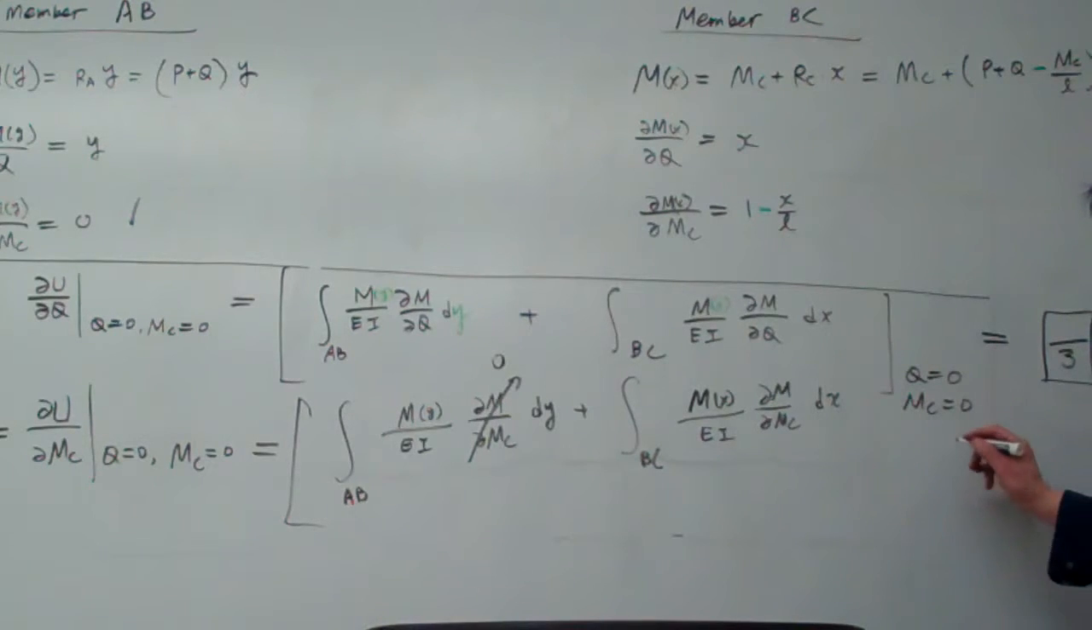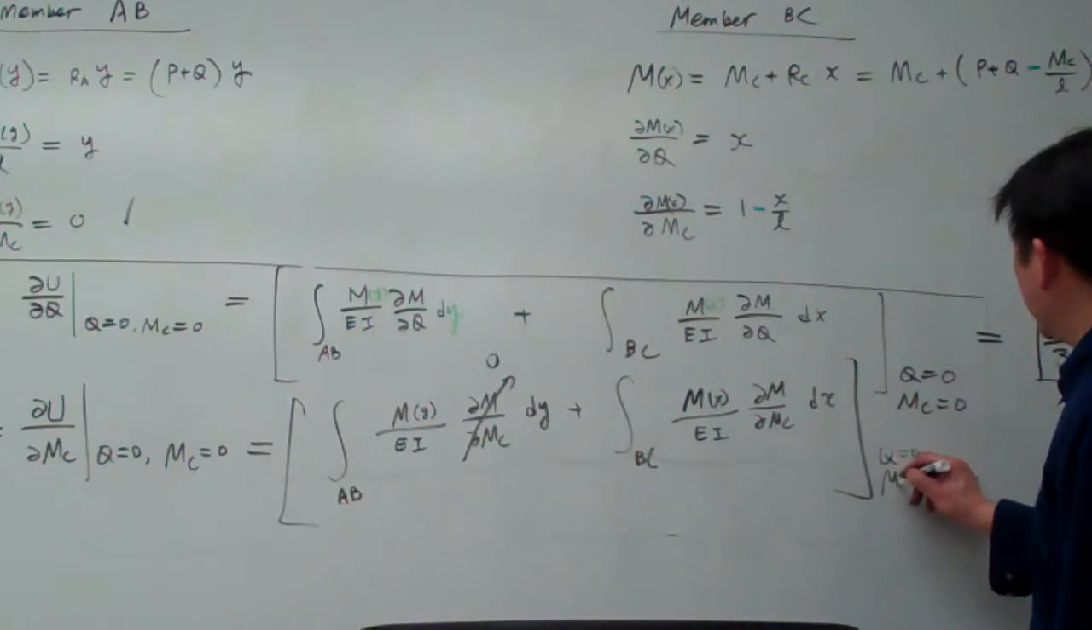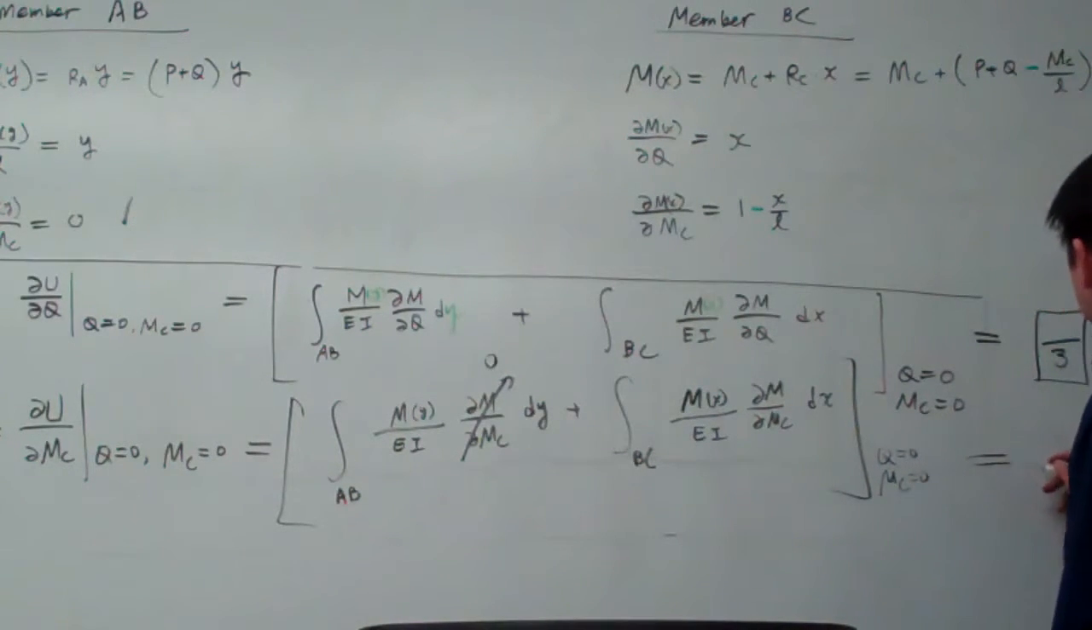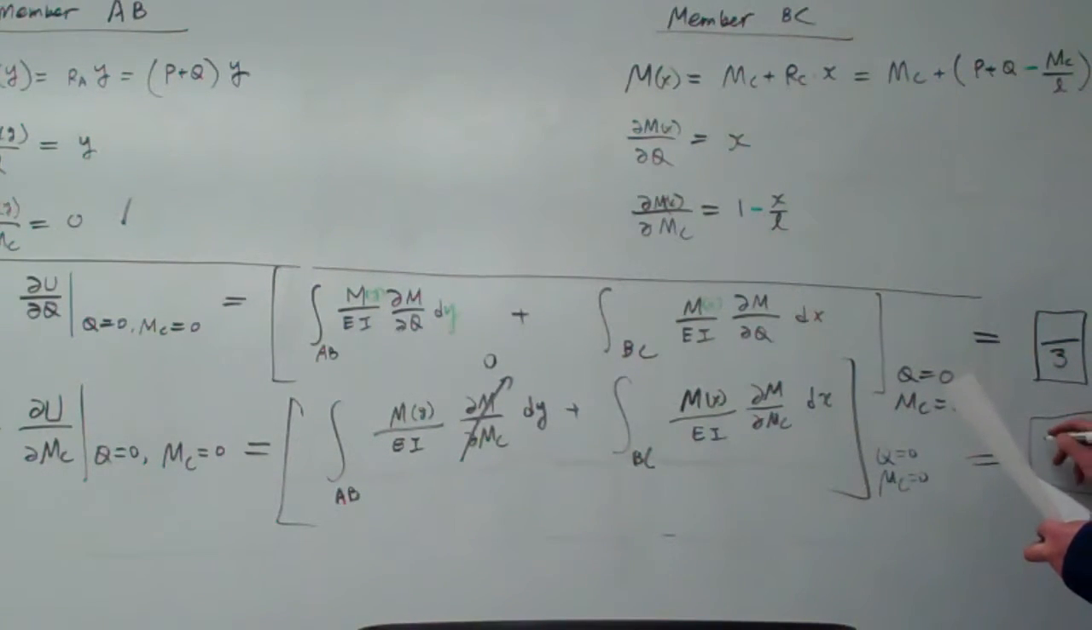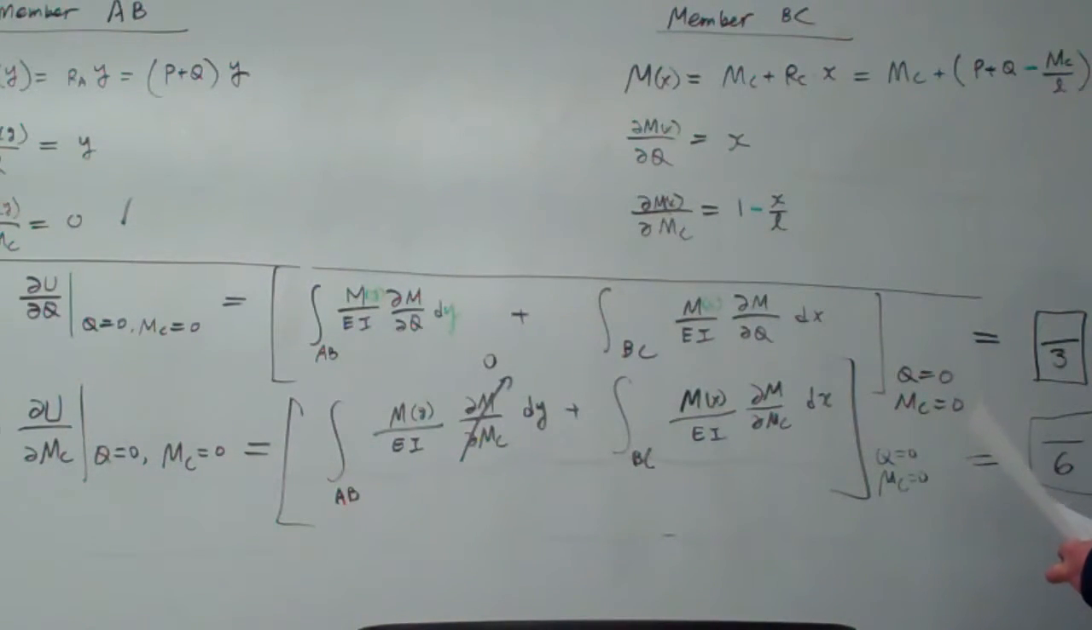So this one is really here. Okay, so again, this one we calculate with Q equal to 0, MC equal to 0. So this number will be something over 6, and then P, L, Q, and EI.